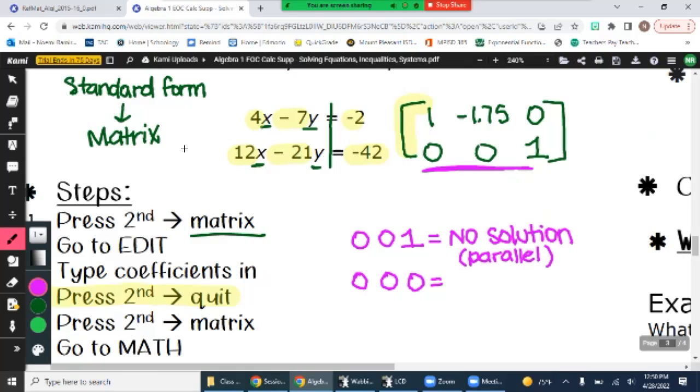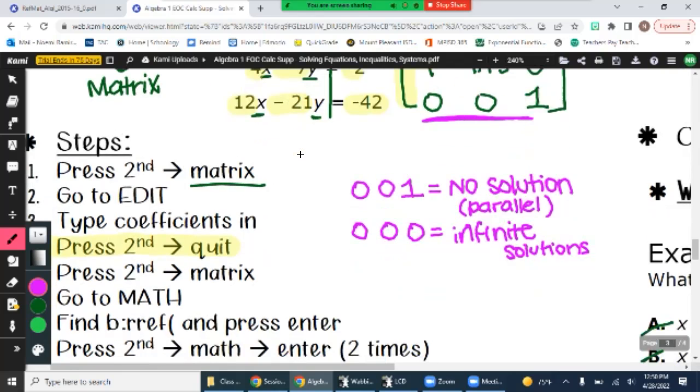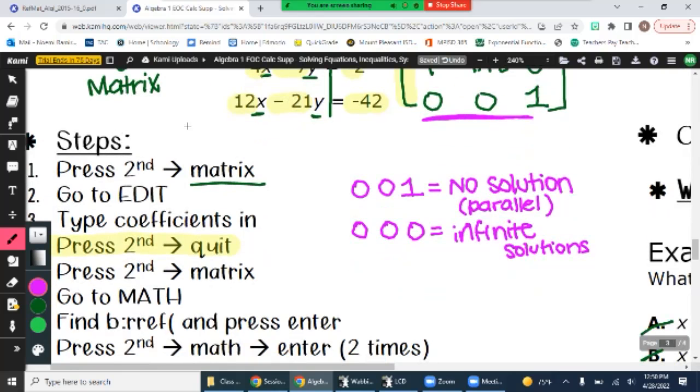Now, the way I remember that the second one is infinite solutions, let's go ahead and write that down. Infinite solutions. I tell myself, if it's 0 now, it'll be 0 tomorrow, it'll be 0 the next day, it'll be 0 an infinite amount of times. It's always going to be 0 an infinite amount of times, okay?